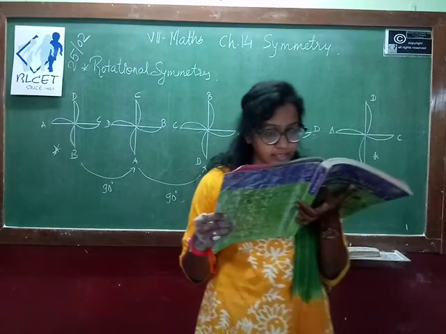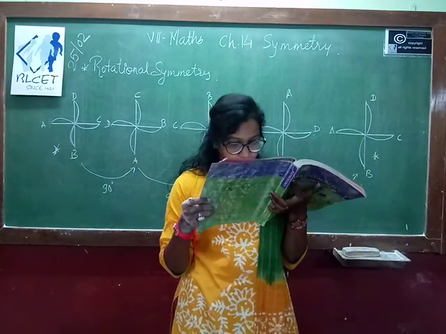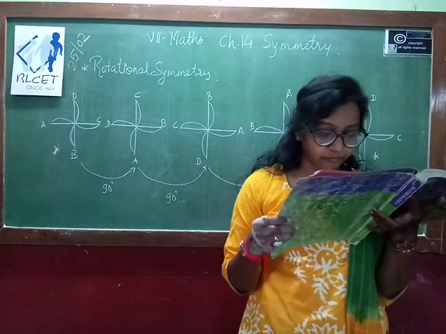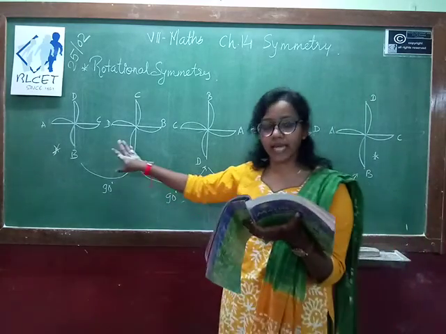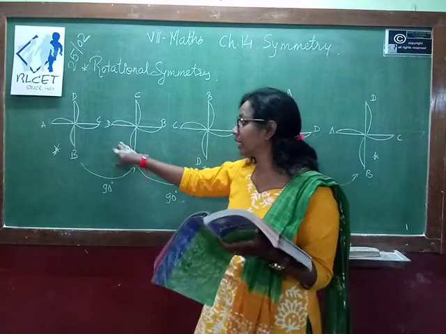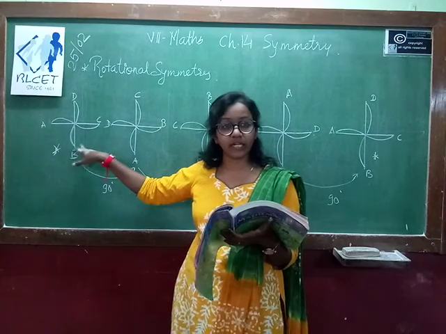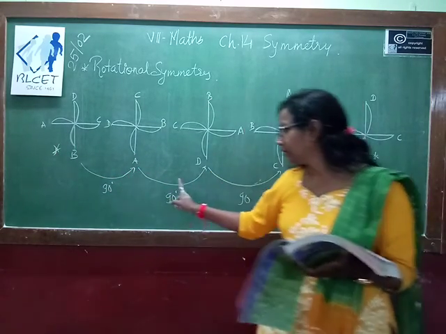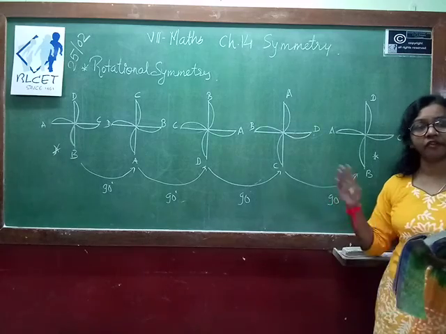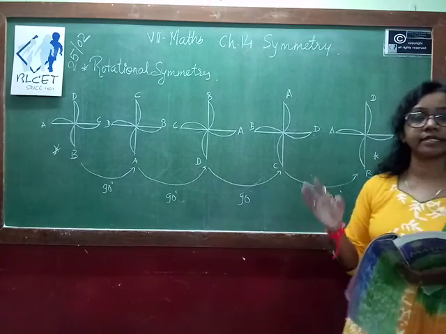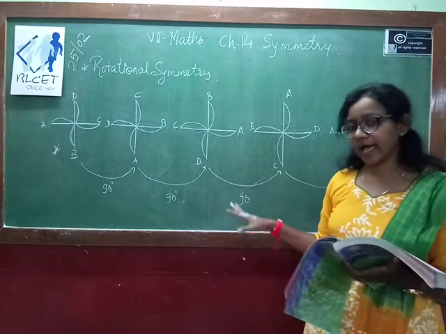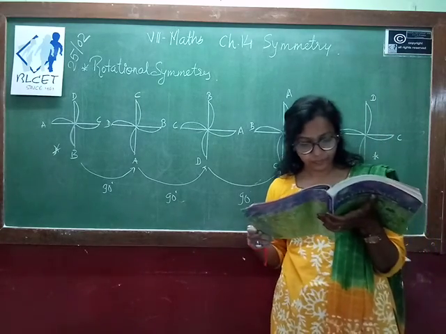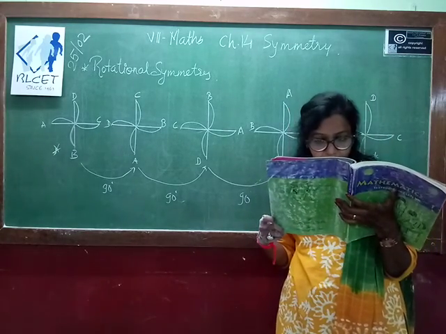So what does rotational symmetry mean? If you rotate a given diagram by 90 degrees about the fixed point, then how many times do you rotate? 1, 2, 3, 4. After 4 rotations, you again get the same position of the diagram. So this kind of symmetry is known as rotation symmetry. So this is all about the definition.